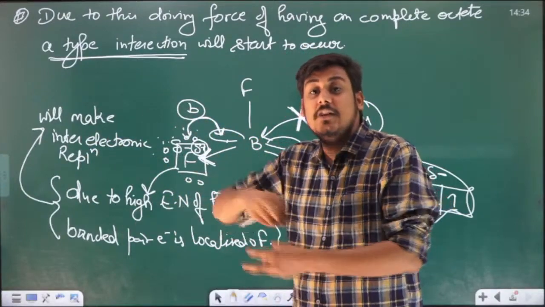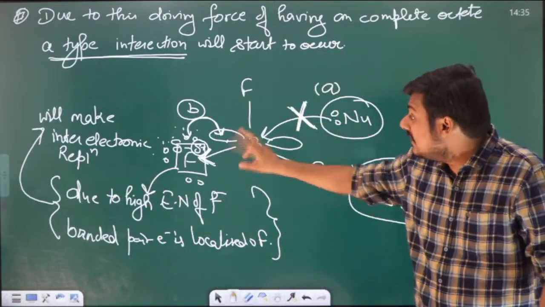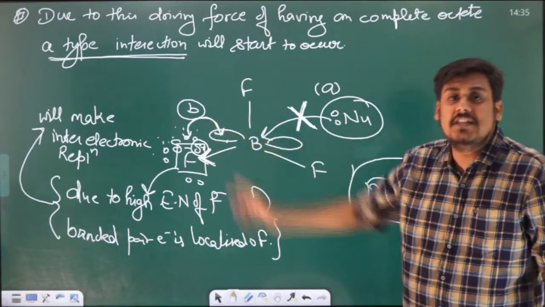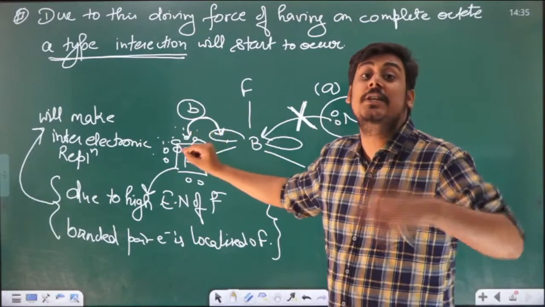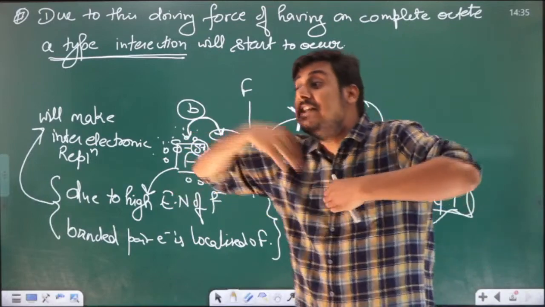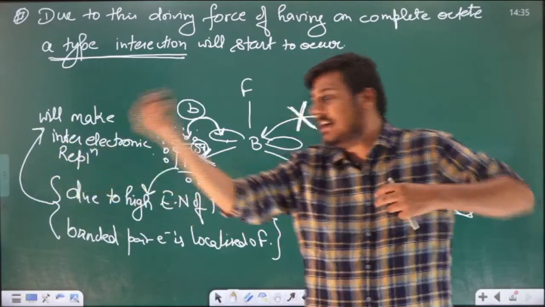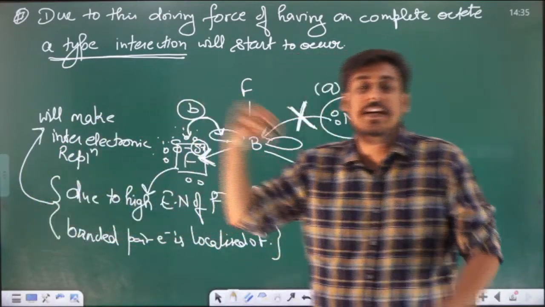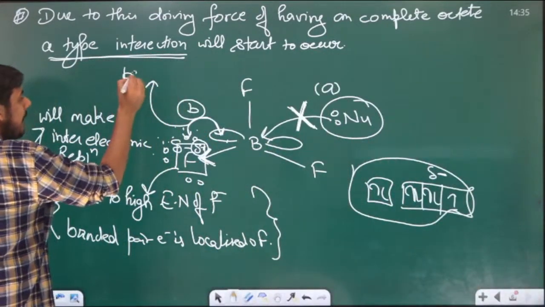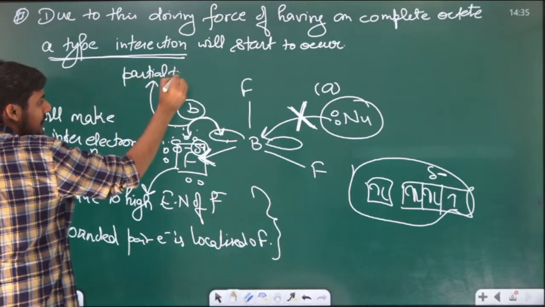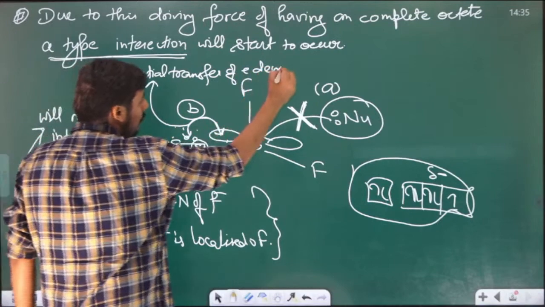So this giving and taking will continuously be occurring in the molecule. And if this give and take is taking place, we will say that there will be transfer of electron density, but partially, not completely. Electron density will be transferred, but for just some fraction of a second, then it will be taken back, then again transferred, then taken back. So we will say that partial transfer of electron density will take place.